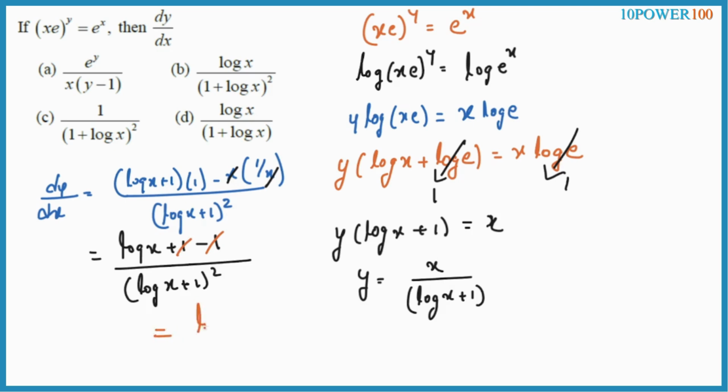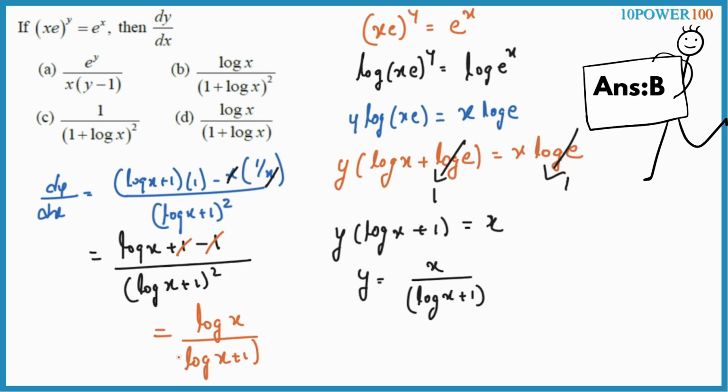The final answer is log x divided by log x plus 1 the whole square. Look at option B: log x divided by 1 plus log x the whole square. So option B is the correct answer.